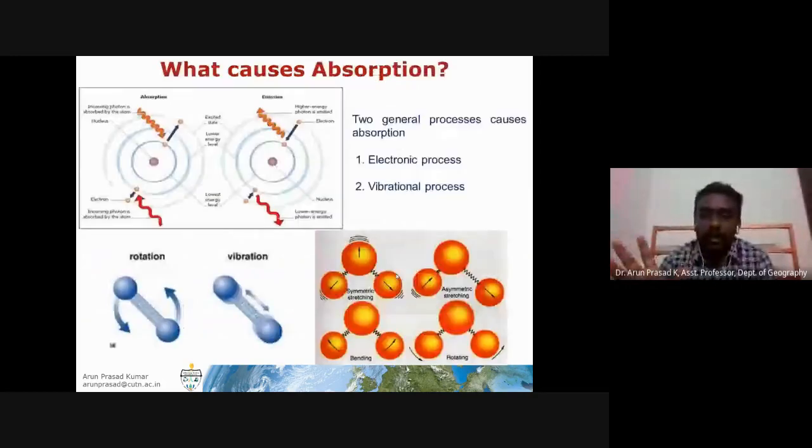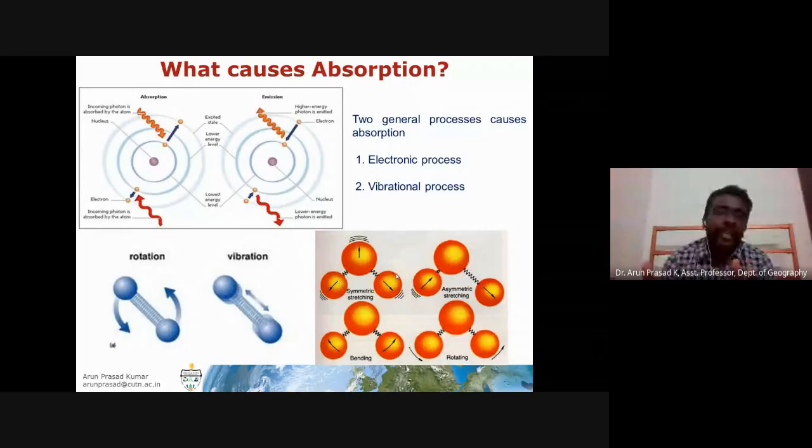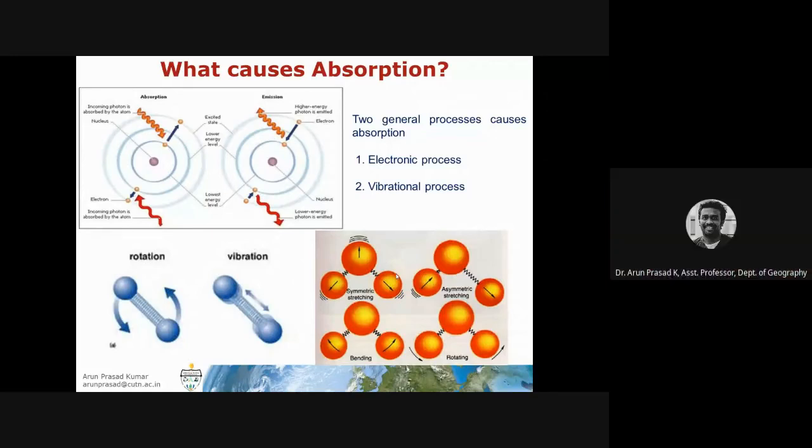So what actually causes the absorption? Absorption happens in two general processes. One is the electronic process and the other one is the vibrational process. The electronic process is similar to the photoelectric effect. One photon with a particular amount of energy is incident on a particular atom. That atom absorbs the photon, and the electron in the lower energy level is excited to the higher energy level. That happens within a very short span of time.